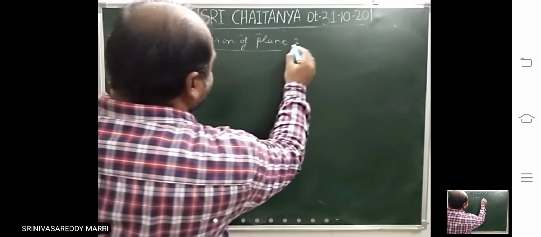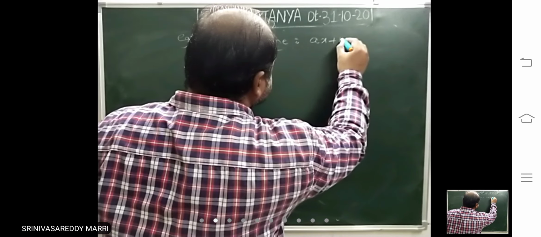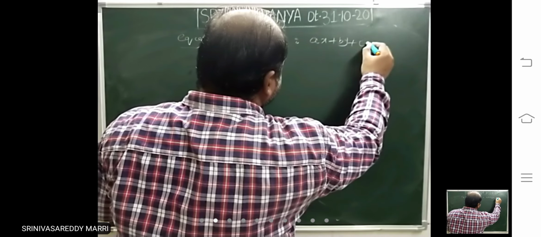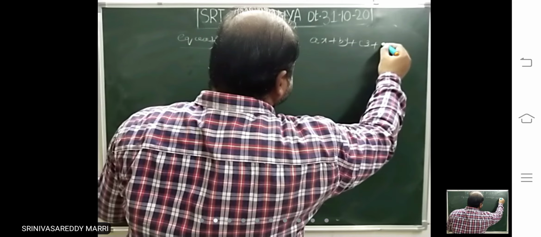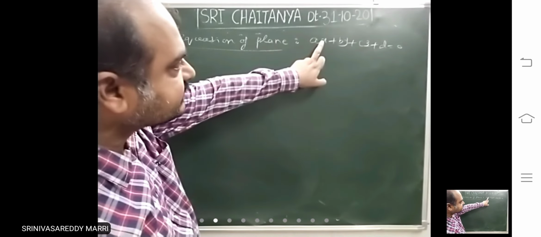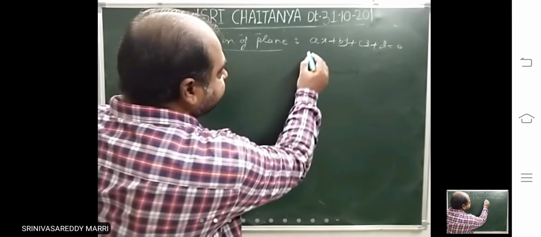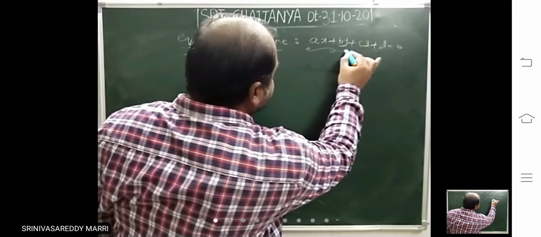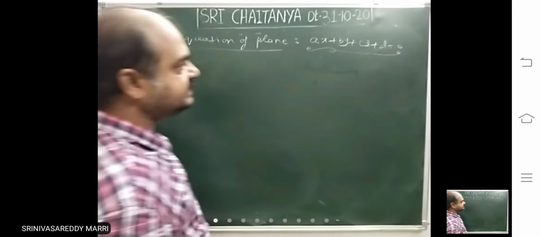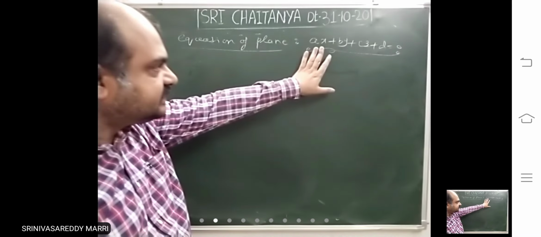The equation of the plane will always be in this form: Ax plus By plus Cz plus D equal to 0. Just like a straight line, x, y and a constant will be there. The plane equation will be like this: Ax plus By plus Cz plus D equal to 0. You remember just this point.